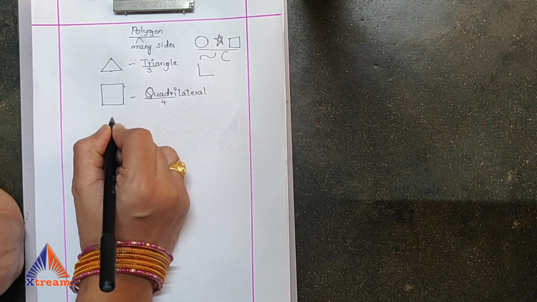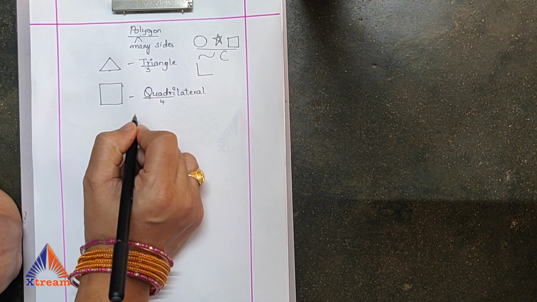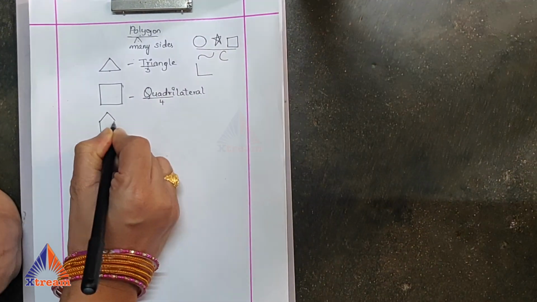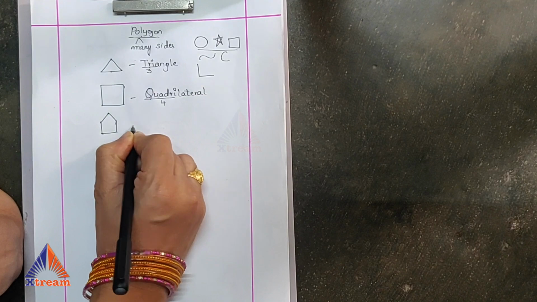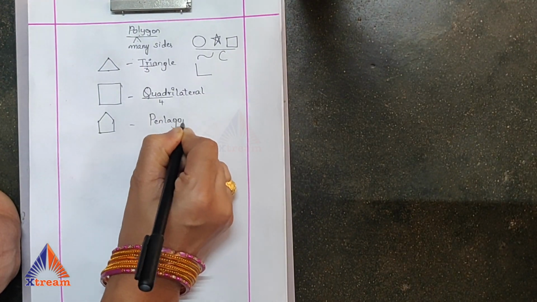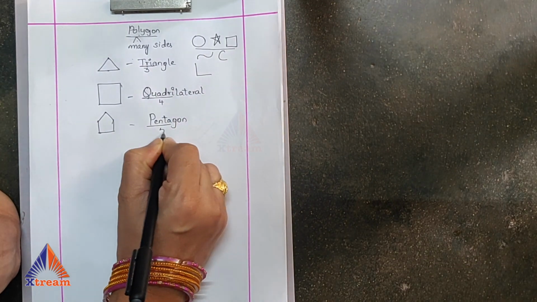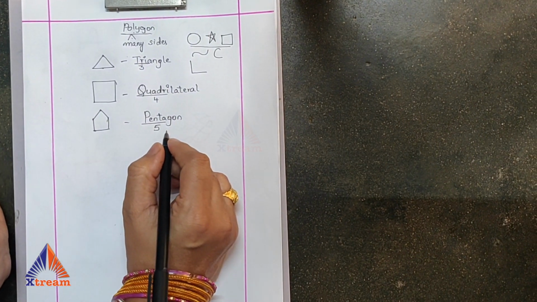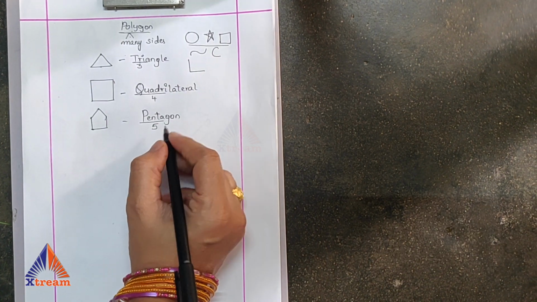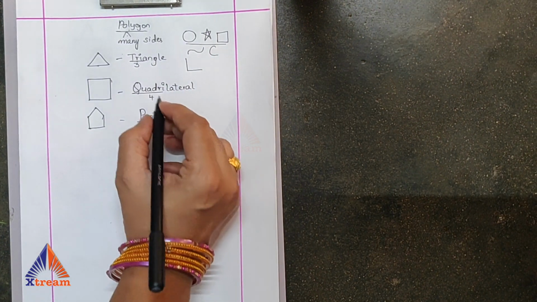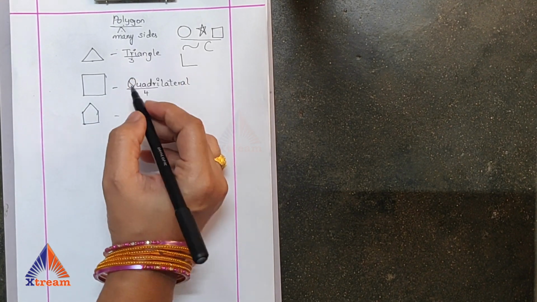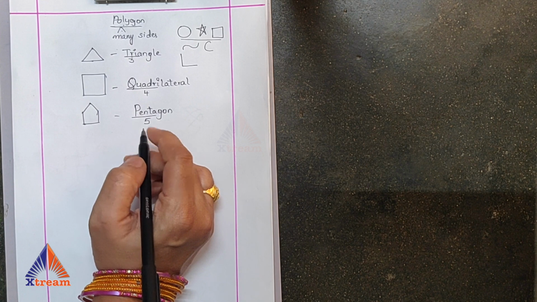Next we have the 5-sided polygon. A 5-sided polygon basically looks like this. We call it a pentagon, where penta is 5. Now, as we know, the words of math are either derived from Greek or Latin. So all these words are from Greek, where tri is 3, quadri is 4 and penta is 5.